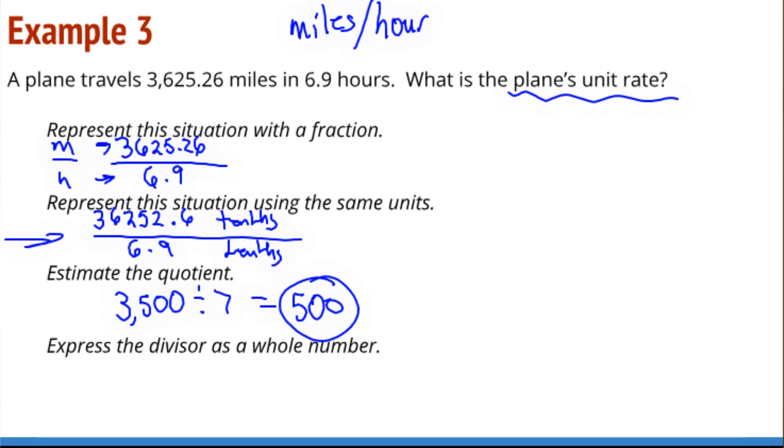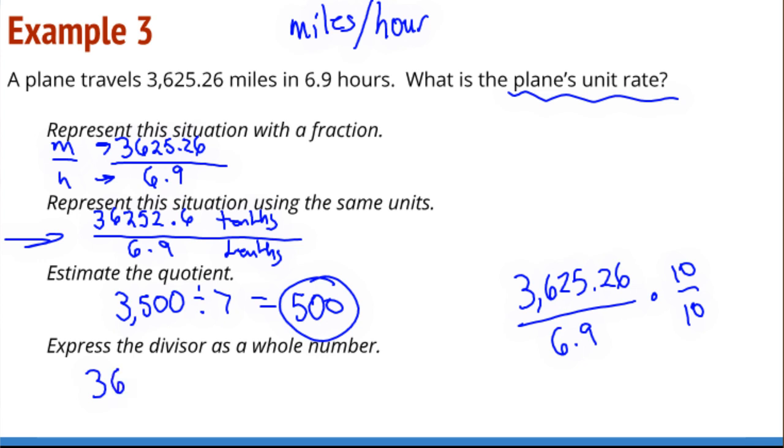Now, if we're going to get the divisor to be a whole number, I've got to multiply, and this is what we practiced all day today. 3,625 and 26 hundredths divided by 6 and 9 tenths. And I would multiply both of them by 10, and I would have 36,252 and 6 tenths divided by 69.